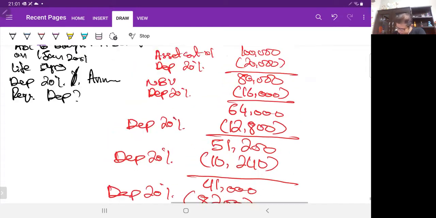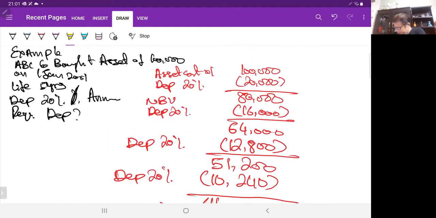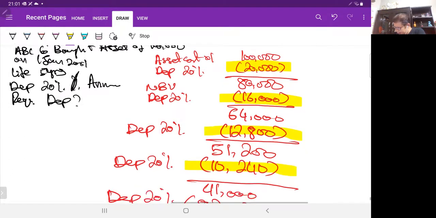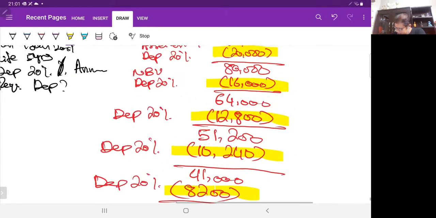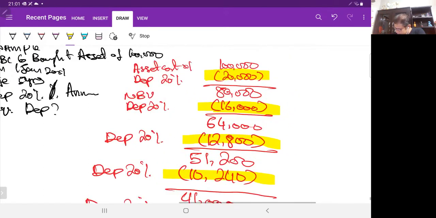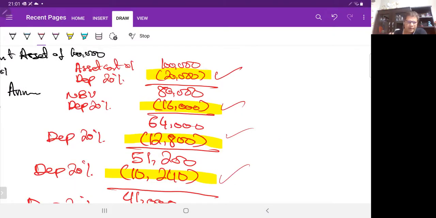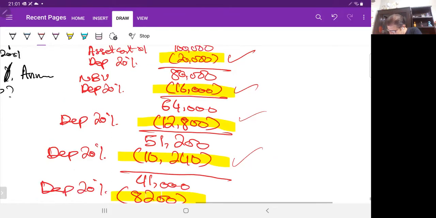See, now let me prove my point. First year, it deducted 20,000 depreciation. Second year, 16,000, 12,800, 10,240, 8,200, and so on. Right? See, in earlier years, it's deducting more amount, then less, then less, then less. That means my point is true, isn't it? So I hope you get it till here, folks.